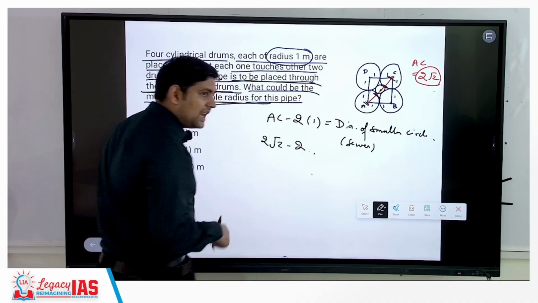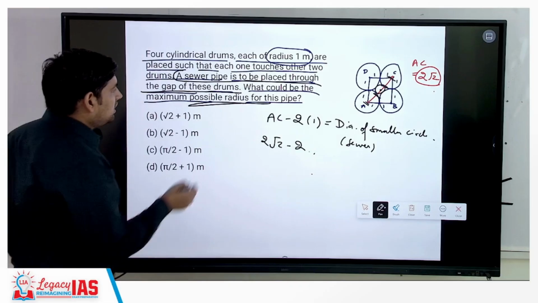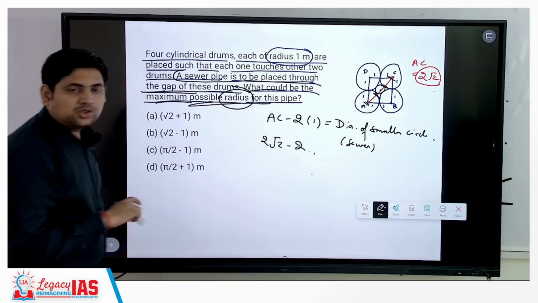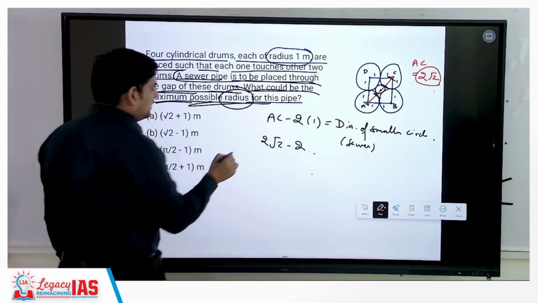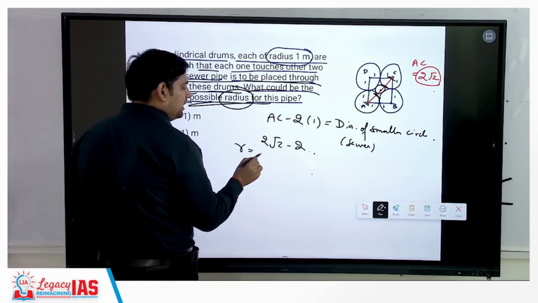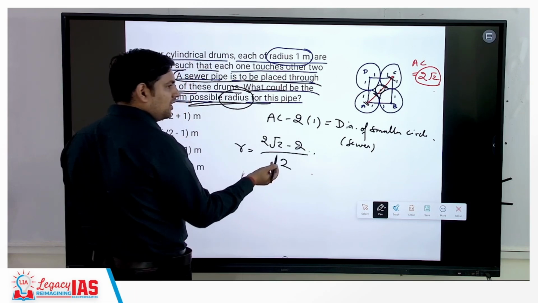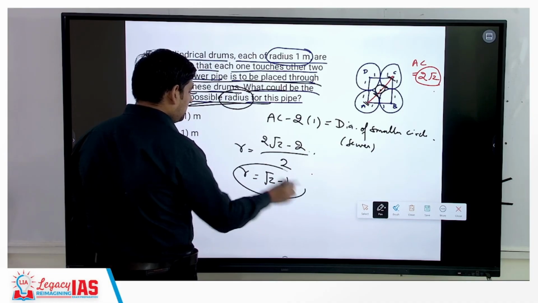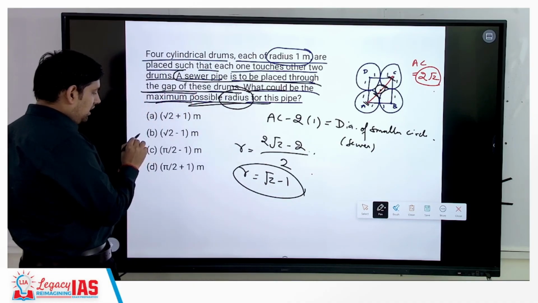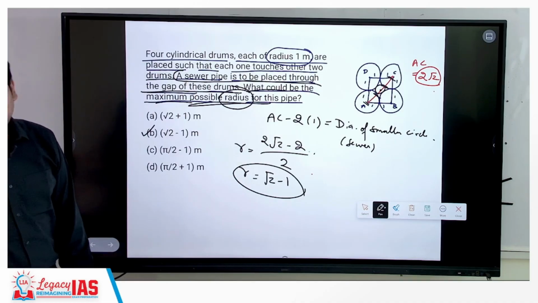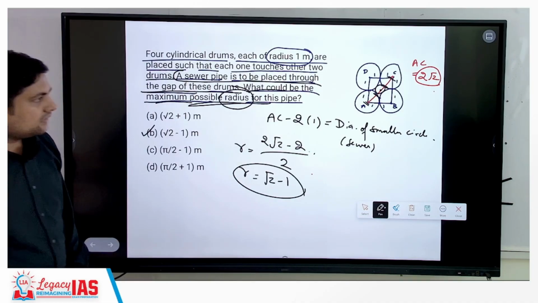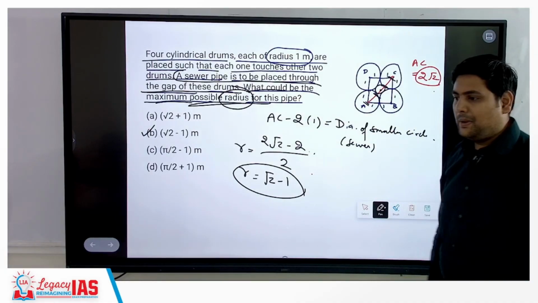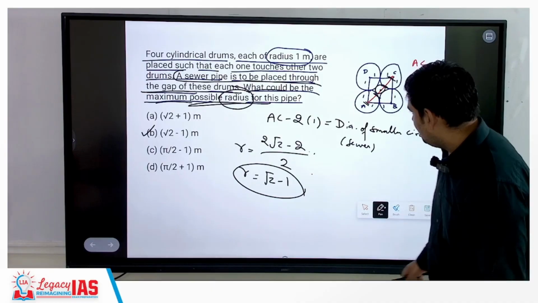But this is the diameter. What is asked? The maximum possible radius of this pipe. So you want the radius. For radius, diameter divided by 2, the 2 will cancel out everywhere. What will you get? R is equal to root 2 minus 1 meter. Understood? If you draw this diagram, then you will do it easily. Okay, then next.